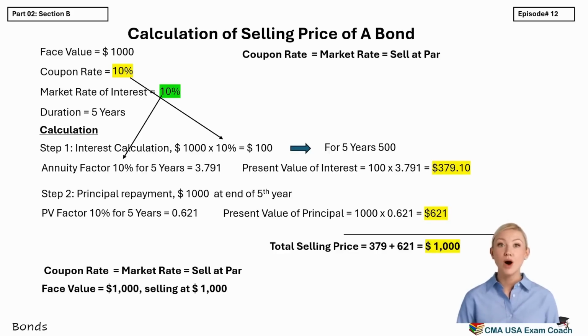Now we understand how to calculate the selling price of a bond in each situation, whether it's sold at a premium, at a discount, or at par. Each scenario depends on the relationship between the coupon rate and the market interest rate. And we've seen how to apply present value techniques using both the annuity and single sum tables.